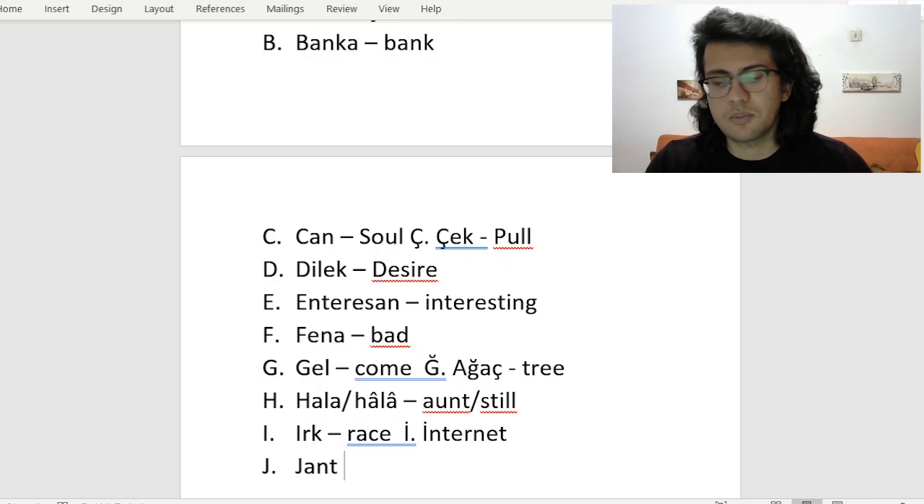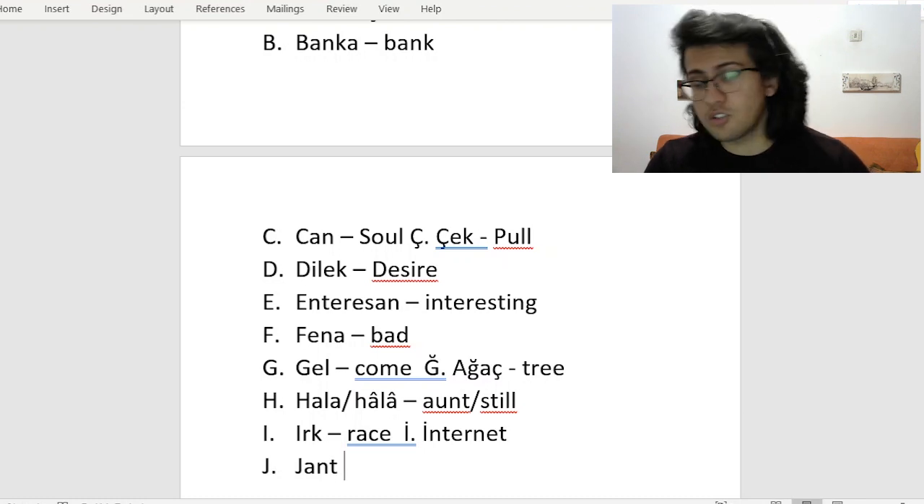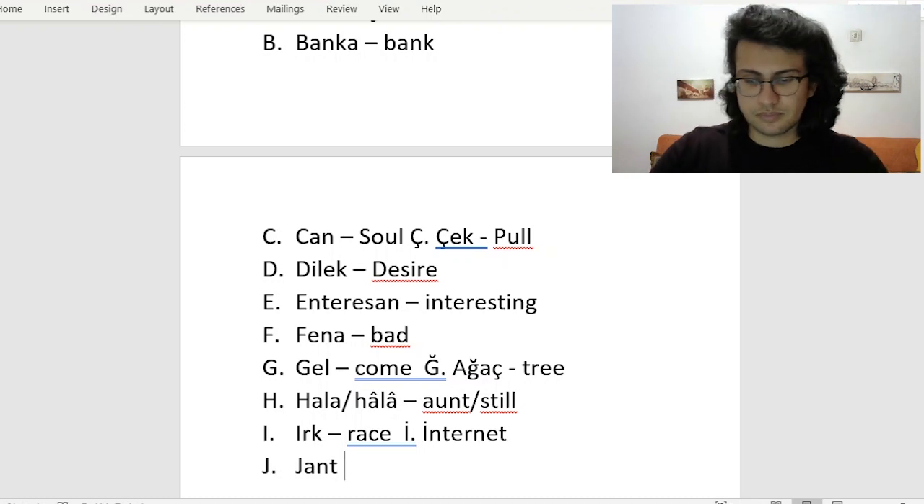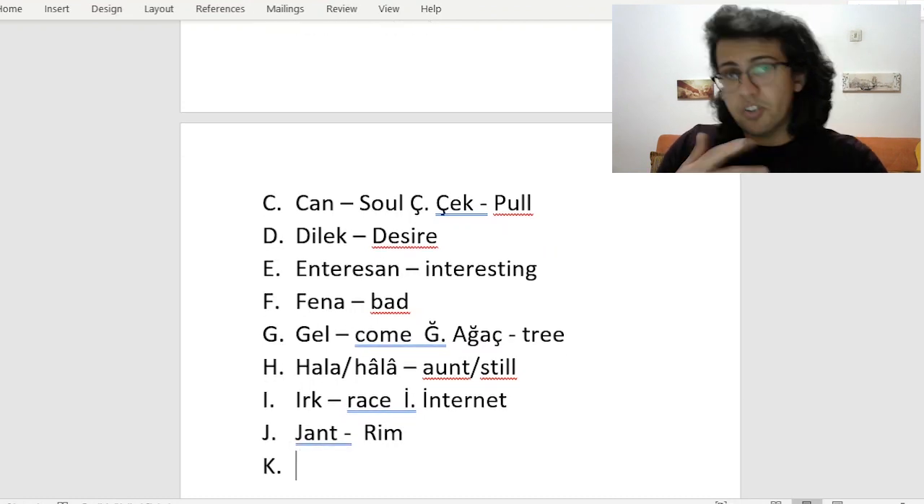So what we have is jant. Jant is the rim of a car. So if that somehow relates to your profession, then it is a useful word for you. So let me write that down. Rim. The rim of a car, like this shiny part.